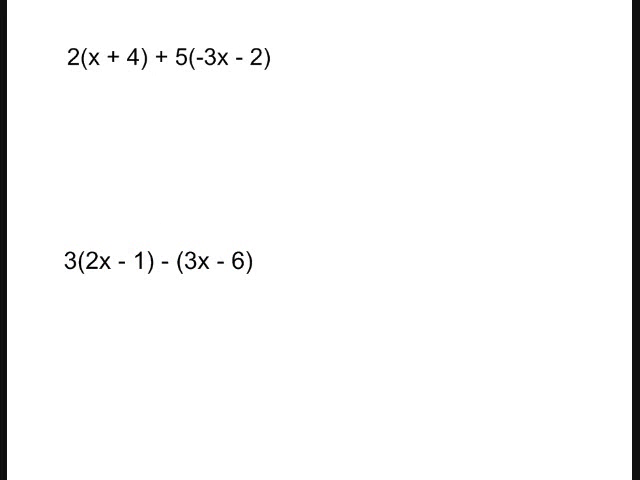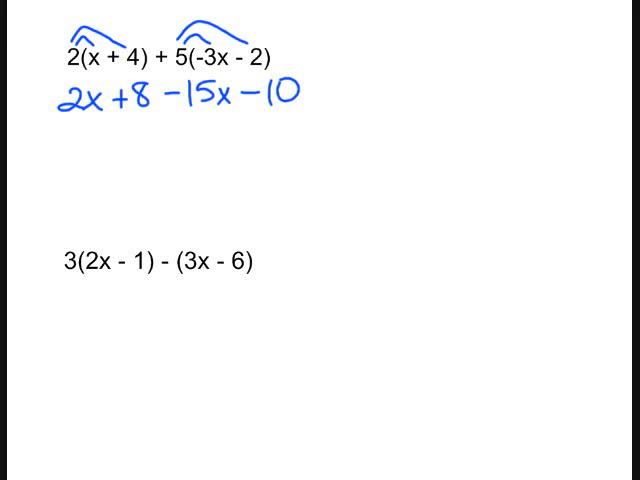Let's take a look at a couple more problems, and you can see here we're going to have to apply the distributive property more than once. So I'm going to draw my mountaintops in. Mountaintops mean to multiply, so we're going to get 2x plus 8 for the first set of parentheses, and then for the second set, 5 times negative 3x gives me a negative 15x. I put the negative down as a minus sign just to make it easier. And then 5 times negative 2 is a negative 10, which I put down as a minus 10.